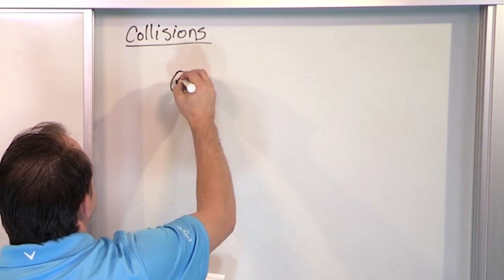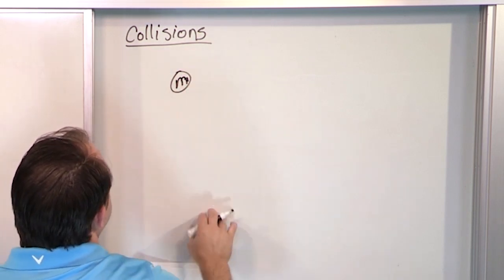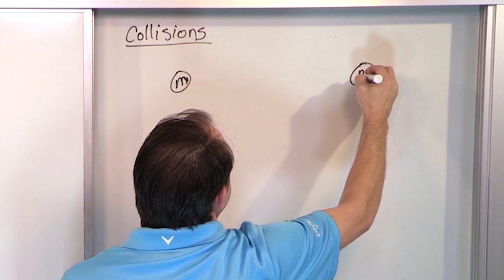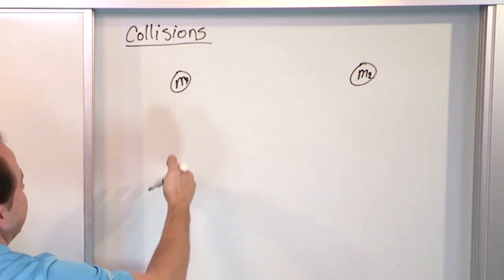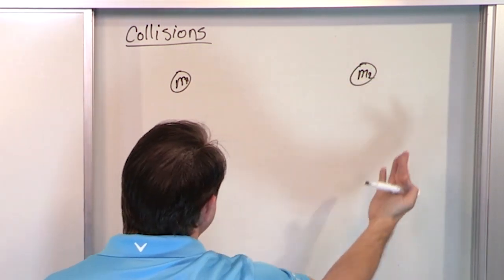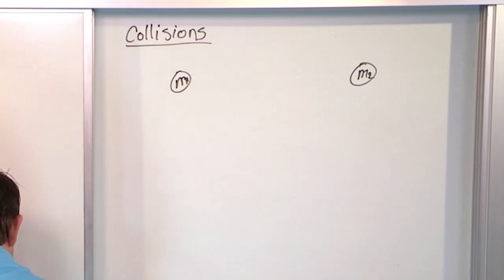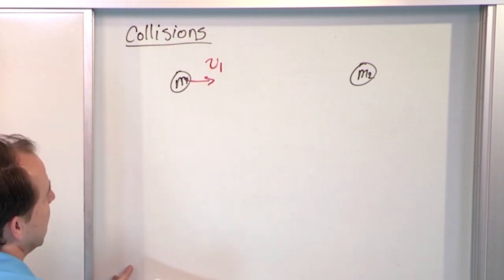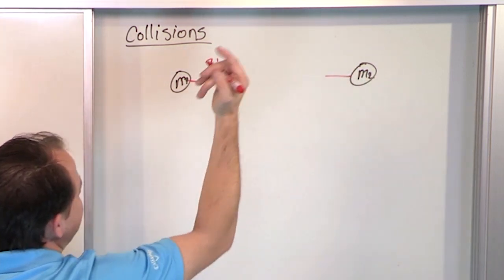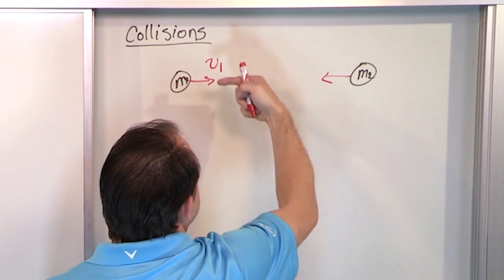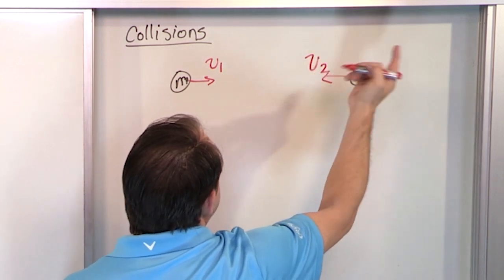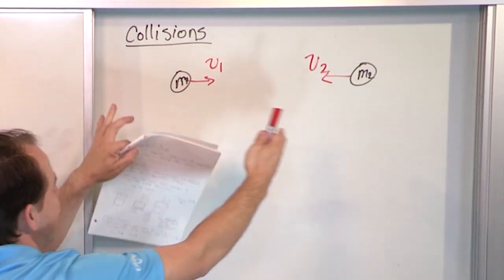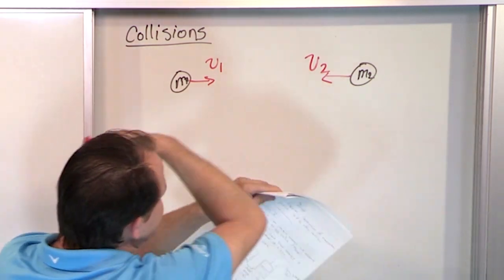Like, let's say I have some mass, m sub 1, and I have another mass over here, m sub 2. I don't know what the masses are, but this could be 5, and this could be 25 or something. It could be different, right? And then this thing is going this direction at some velocity v1. It could be like 100 meters per second or something. And this guy's going in the opposite direction, v2, and it's a different velocity. So different masses and different velocities, they smash into each other.